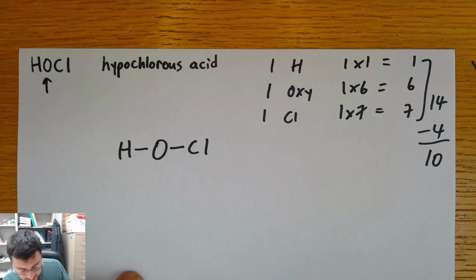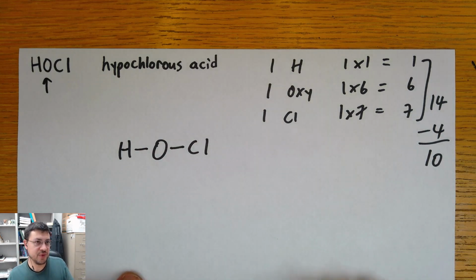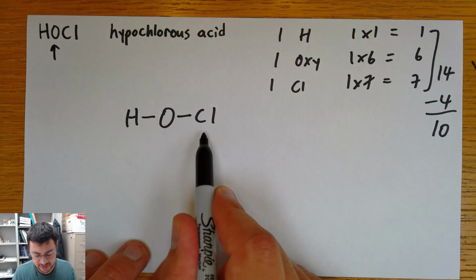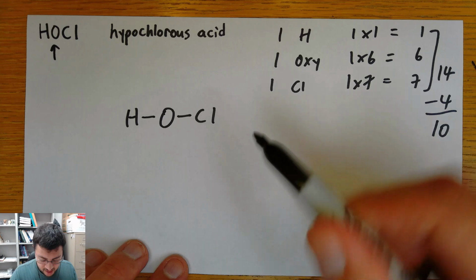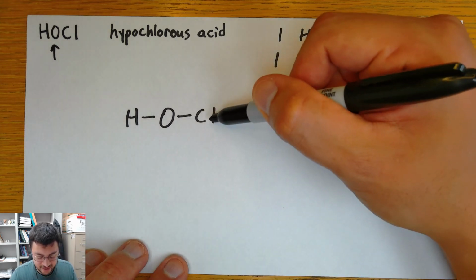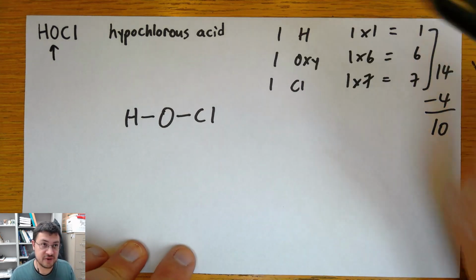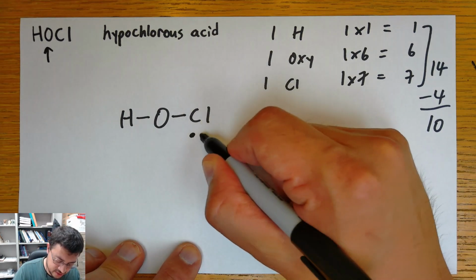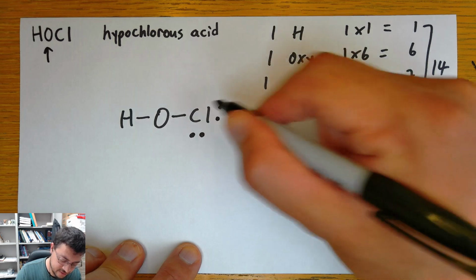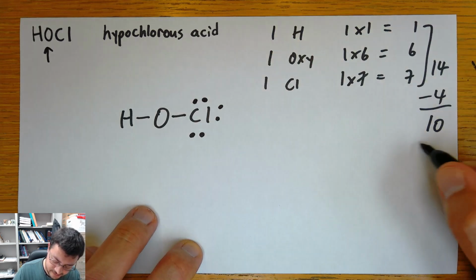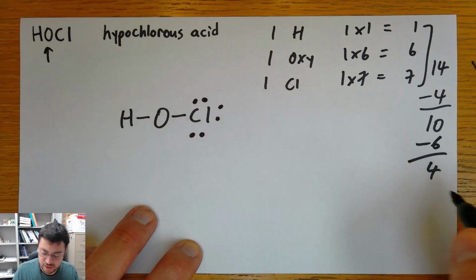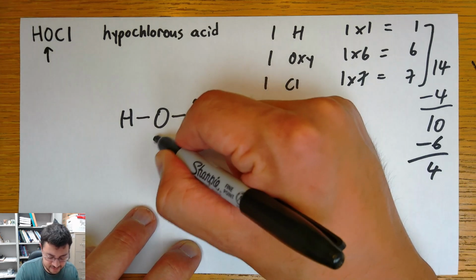All right. Now let's stay disciplined. We can see that both oxygen and chlorine need more electrons, but chlorine's the outer atom, so it gets the electrons first. Chlorine needs 6 more. 1, 2, 3, 4, 5, 6. 4 left to spend. Oxygen needs 4 more. Oh, good. We have 4 left.